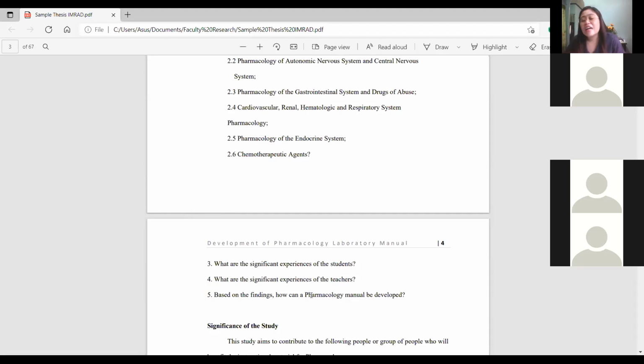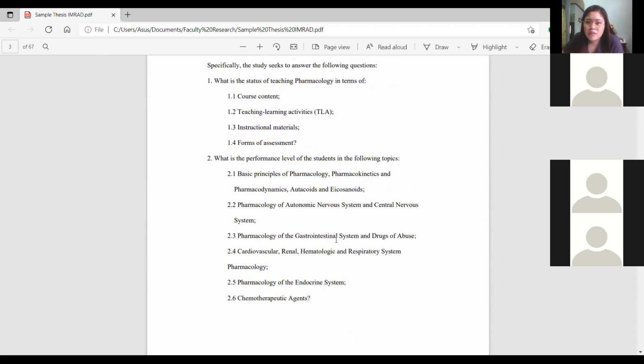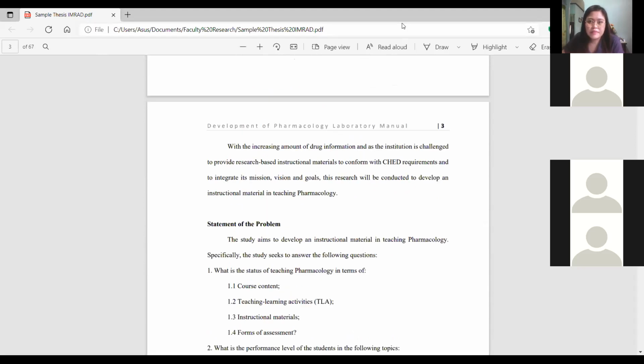So you yourselves should identify what questions you are going to include to achieve your objectives, or whether it is necessary to have a question just like is there a significant difference or is there a significant relationship. So these are examples of questions sa statement of the problem.